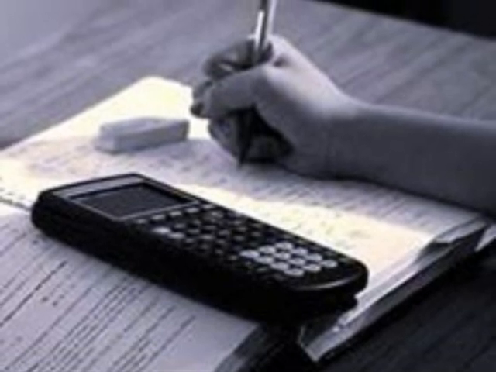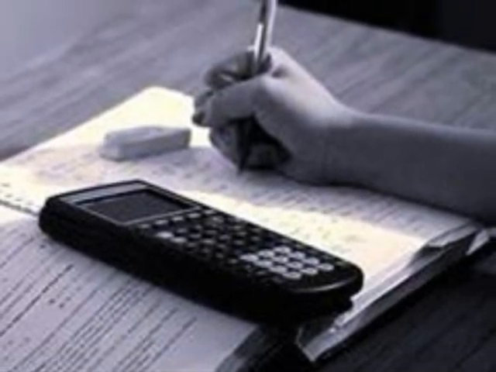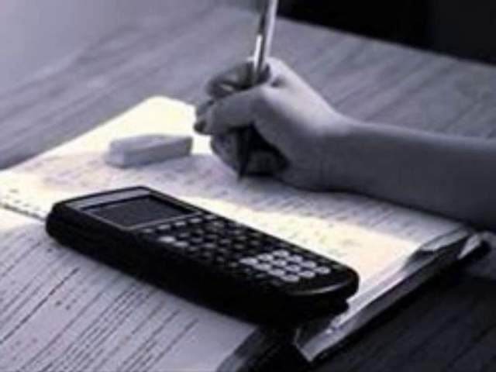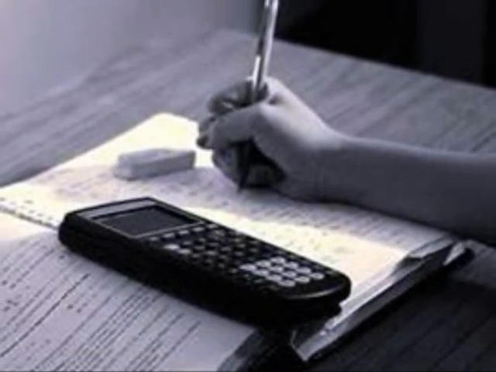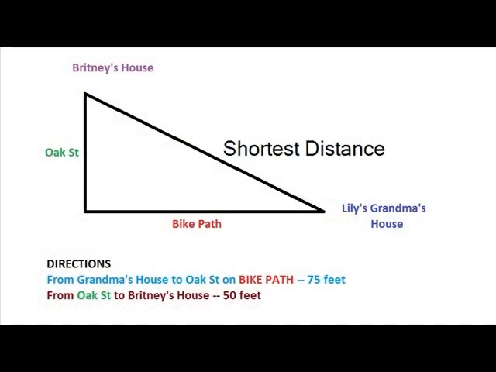Lily pulls out a sheet of paper while her grandmother tells her the measurements. Her grandmother reads aloud, "Walk 75 feet east on the bike path starting from the front door. Then turn north on Oak Street and proceed to walk 50 feet to Brittany's front door." So Lily begins working on this problem. She draws a triangle with the bike path as one leg and Oak Street as the other leg. She begins at her grandmother's house and ends at Brittany's house, remembering that the hypotenuse is the shortest distance.